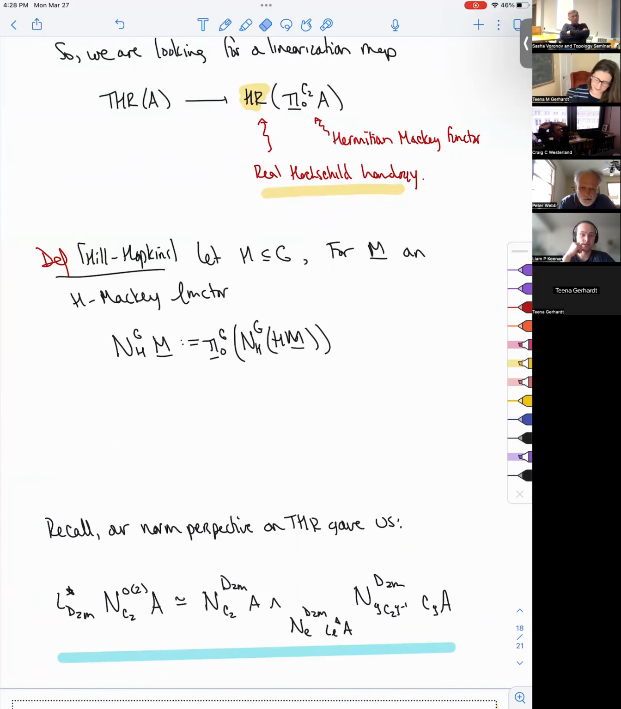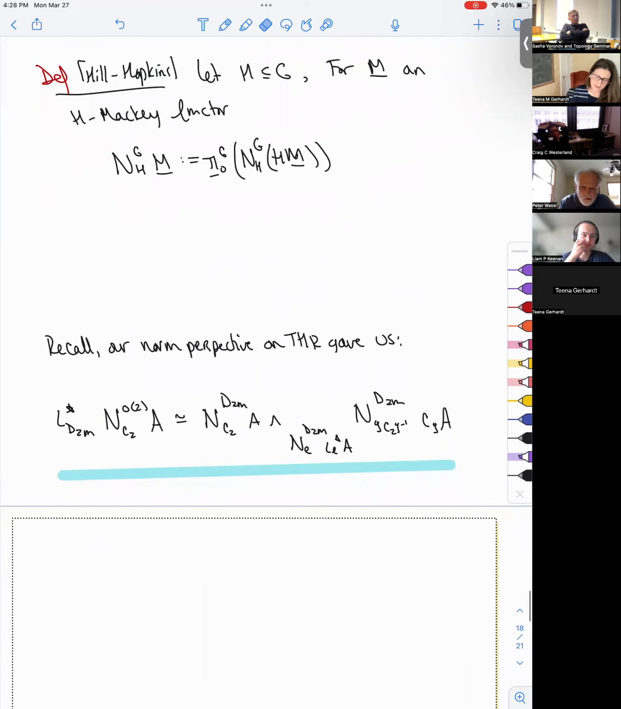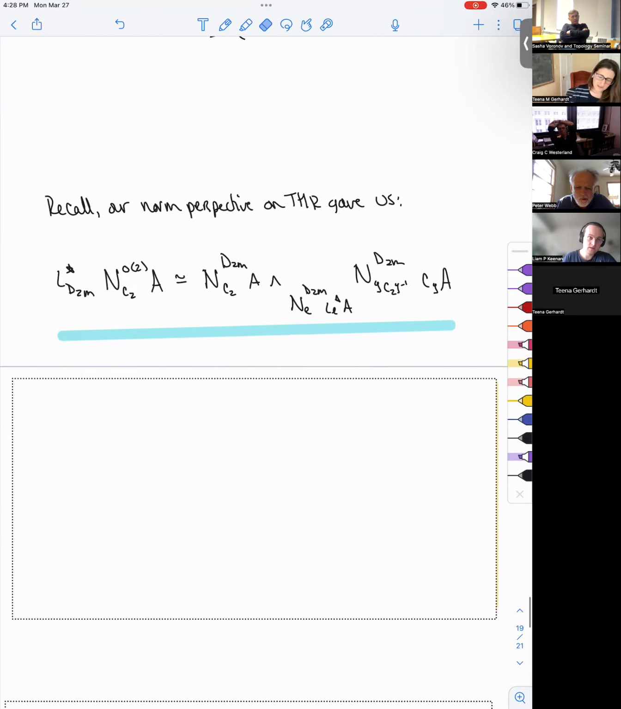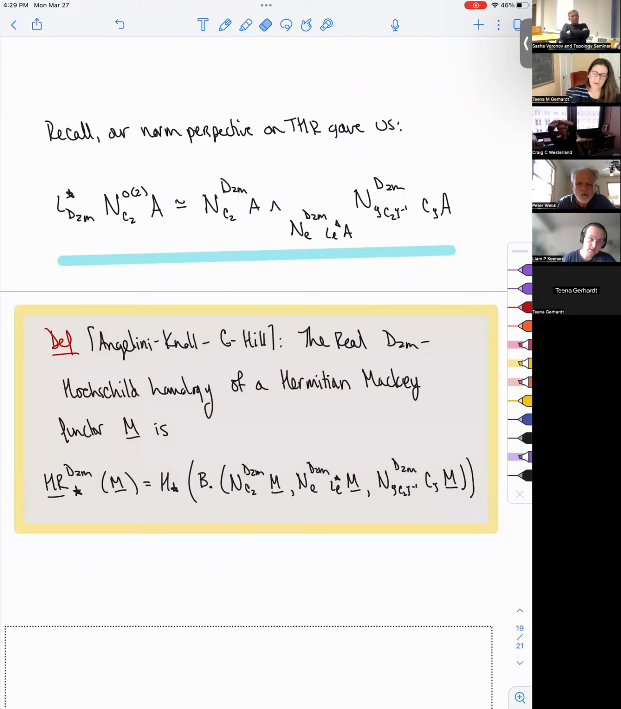Okay, and so finally, I'm ready to tell you what real Hochschild homology is. At the bottom of this slide, I'm just recalling our norm perspective on THH gave us this double coset formula. So this was the same formula that we had earlier. Using this formula and this notion of norms for Mackey functors, we can define the real Hochschild homology of a Hermitian Mackey functor. And here's the definition. It's the homology of a two-sided bar construction that involves these Mackey functor norms. And if you compare this line and the line above, you can kind of see why you might believe that this is the right thing to be compared to THR.